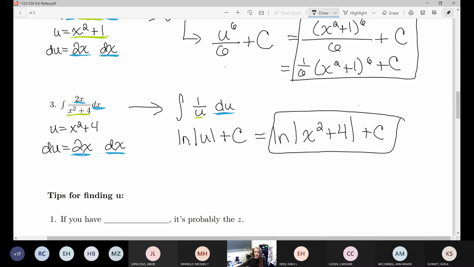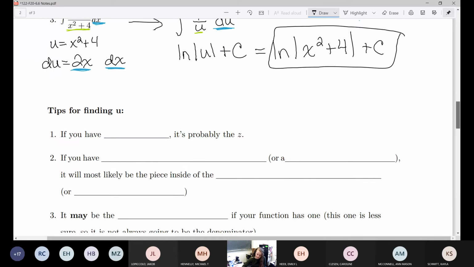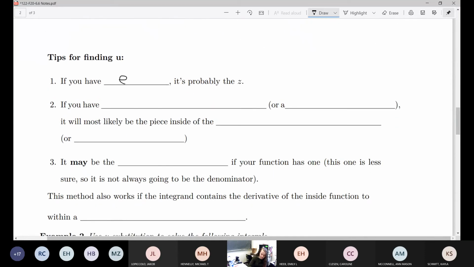Now, some tips for finding your u value. Again, it's kind of like a guess and check in a way, where I just happen to keep choosing the right one. But some tips: if you have e to the z, it's probably the z. It's probably the thing that's in the exponent of the e. If you have something in parentheses or in a square root, it's probably the thing inside of the parentheses or the square root.